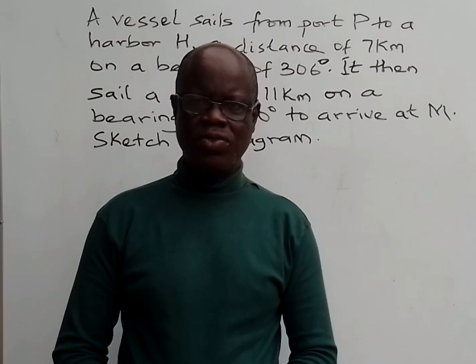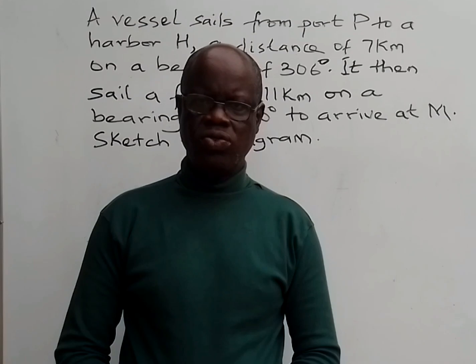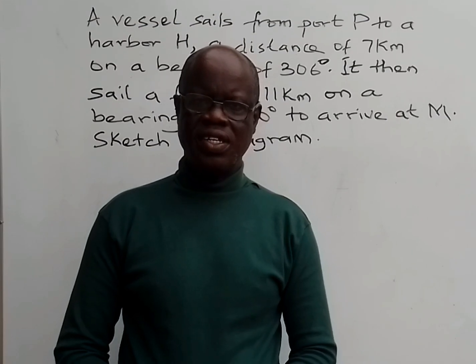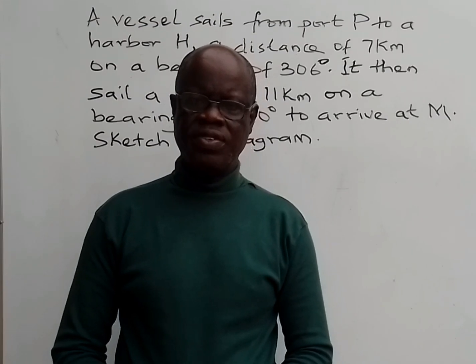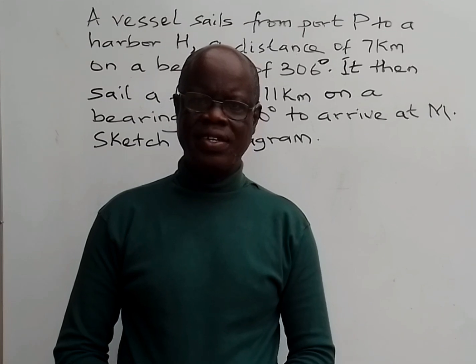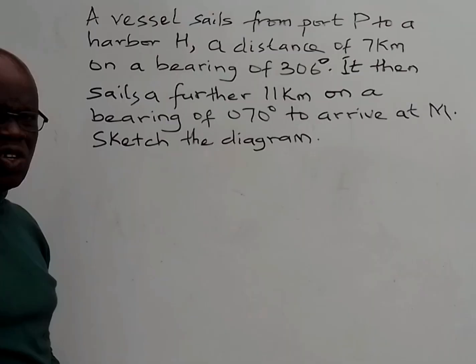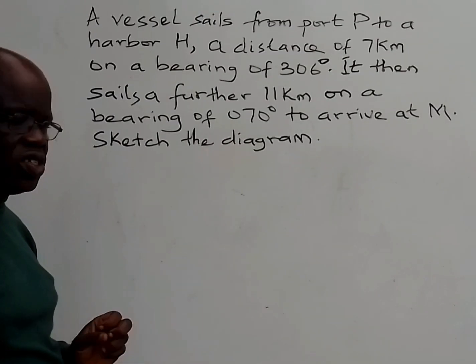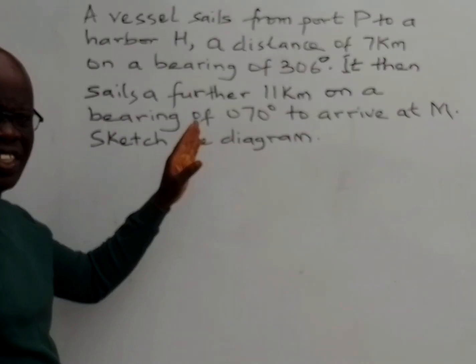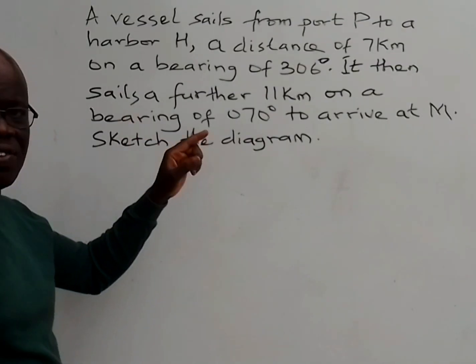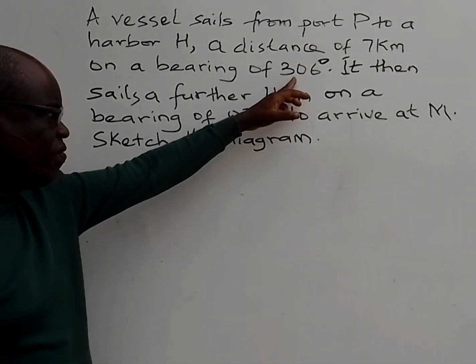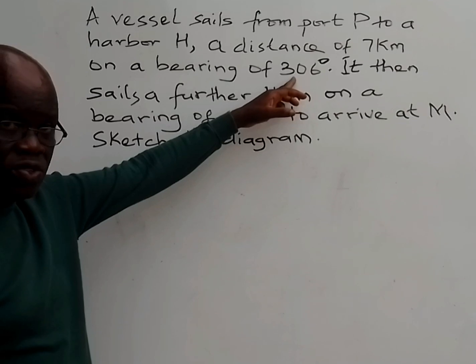And so you are welcome to this maths class. We want to look at how to sketch diagrams that relate to problems in bearing and distances. And the first one we are looking at is this. What you are asked to do is just to sketch. When you see something like this, always start from the bearing. You have 306 degrees. That's where you should start from.